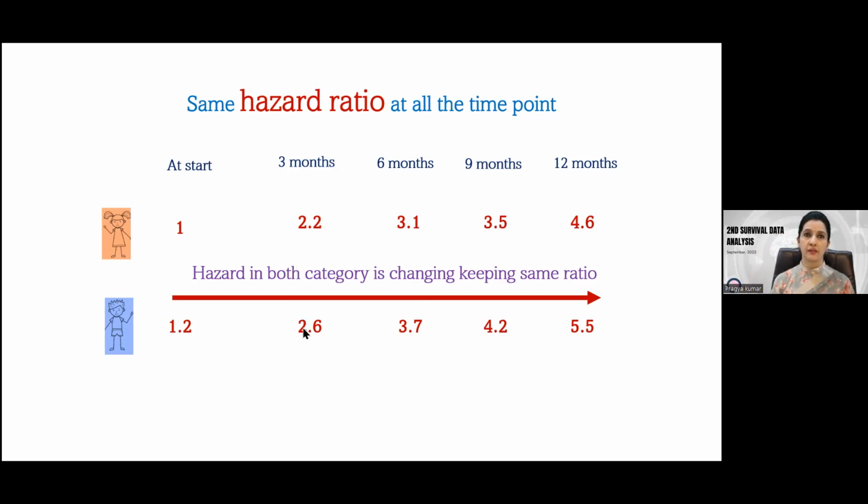Like if it is in male, it is 2.6, and if it is in female, it is 2.2. Then what should be the hazard ratio? All of you, please type in the chat box. So Rizwan is writing 0.4. You have to divide 2.6 by 2.2, so it is 1.18.